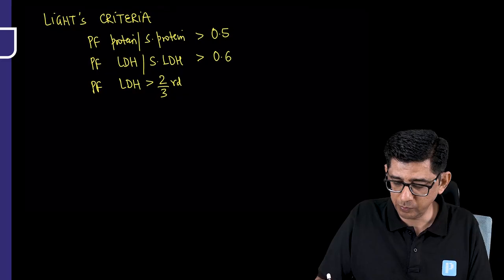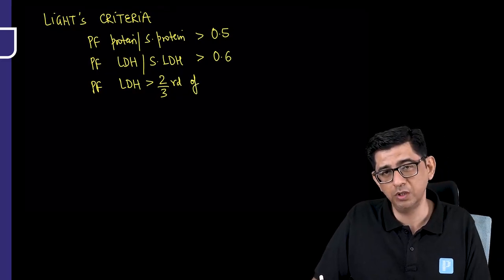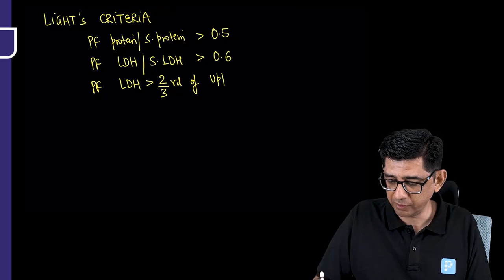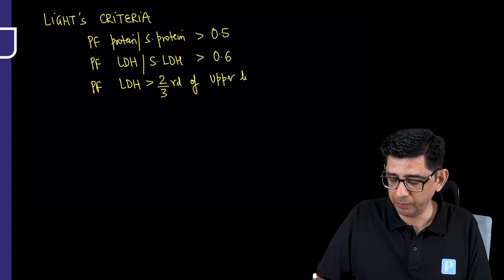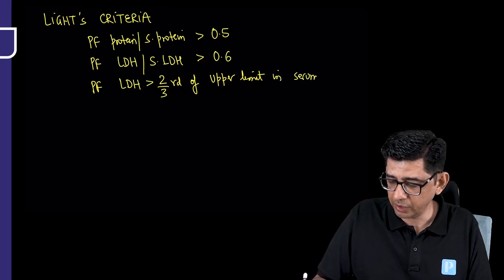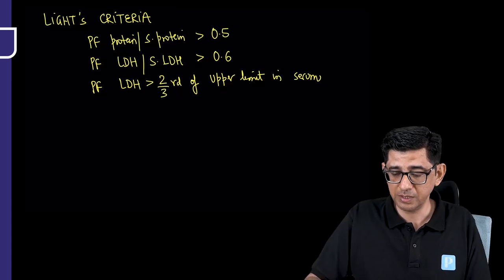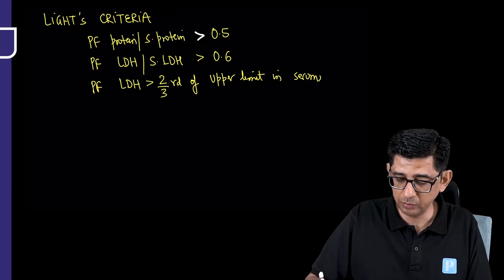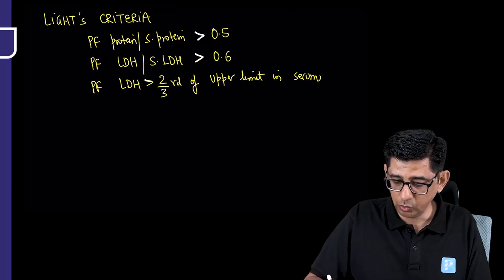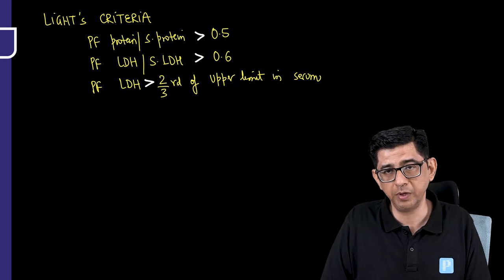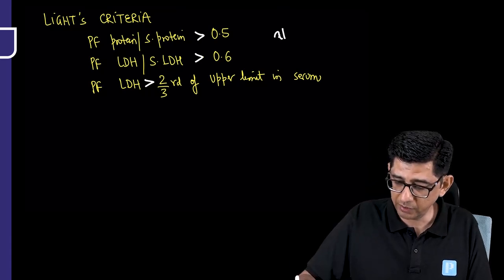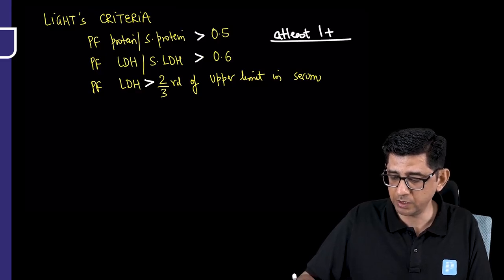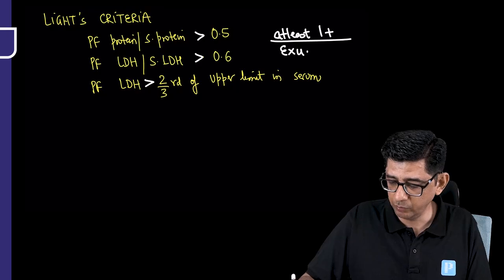So it will be written as pleural LDH value more than 2/3 of the upper reference limit in the serum. And these are the 3 Light's criteria that you need to remember. The main message is that in a question, if all of these values are given as more than, at least one of these criteria should be present to call it an exudate, but more the merrier.